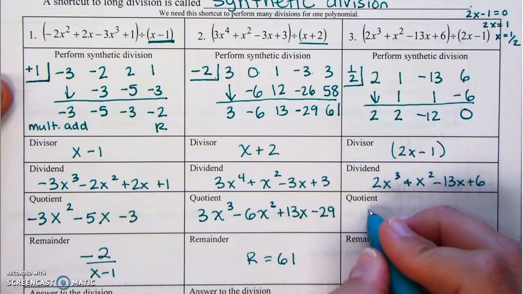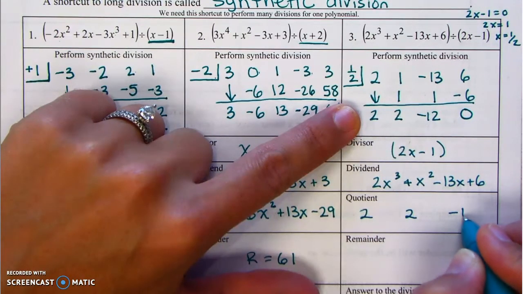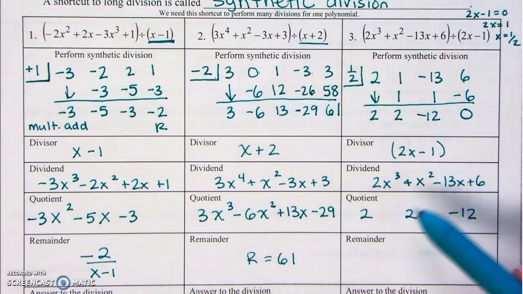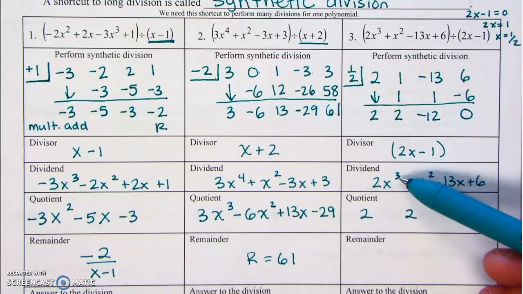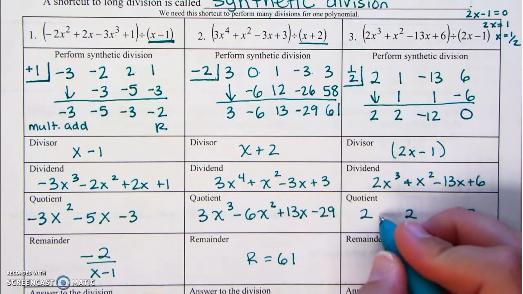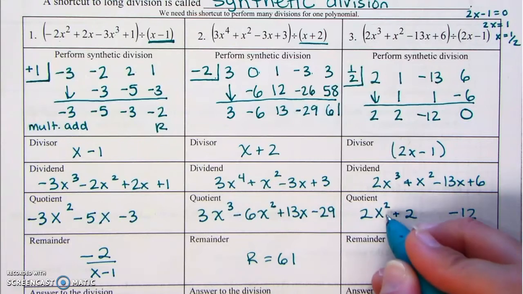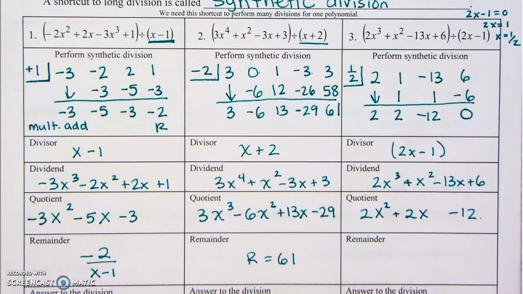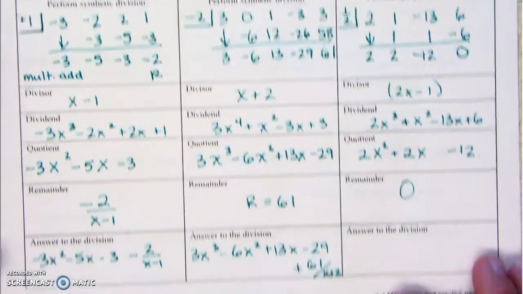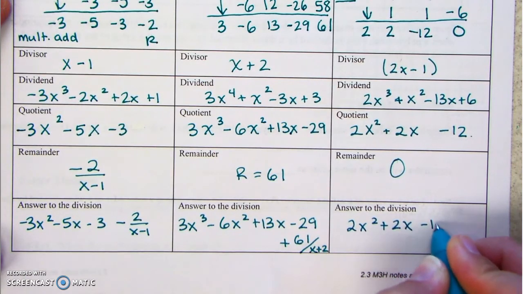And our quotient, I know I'm going to have 2, 2, and negative 12. How do I know what x to put, though? Okay, you take your x cubed and you're dividing by x. So x cubed over x is x squared. You just subtract 1 from the exponent, and it goes x squared, x, a number. Remainder 0. Shocking. So the final answer is 2x squared plus 2x minus 12.